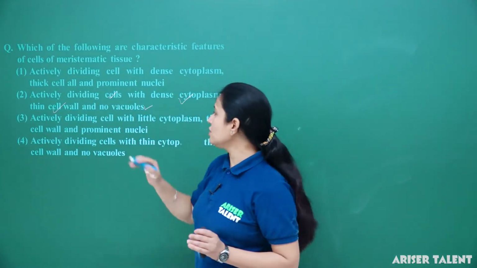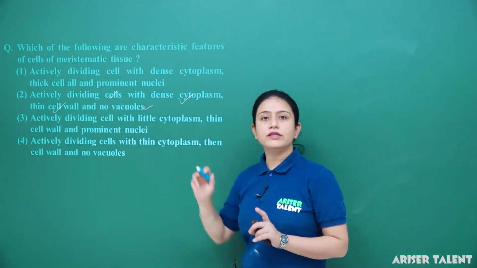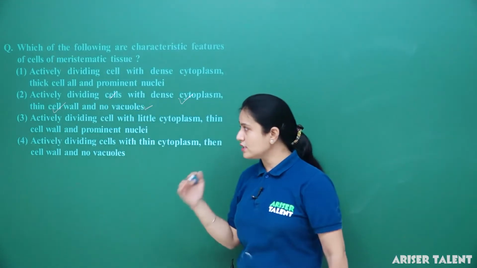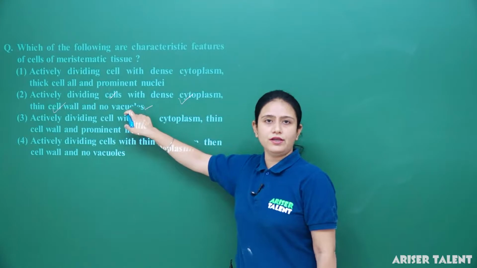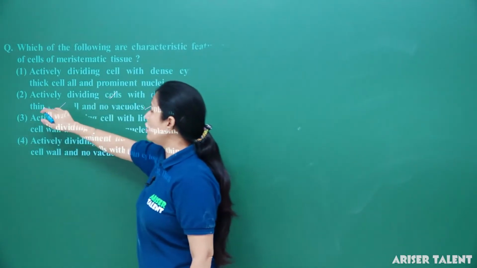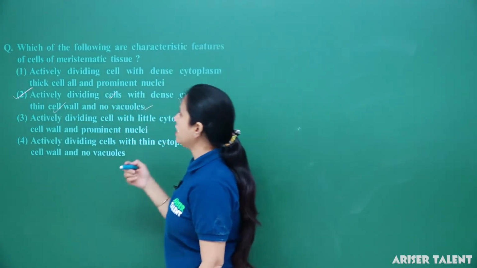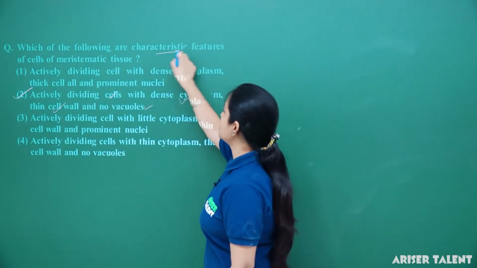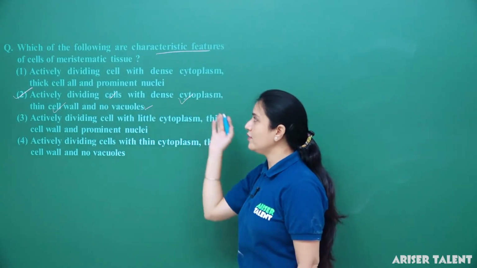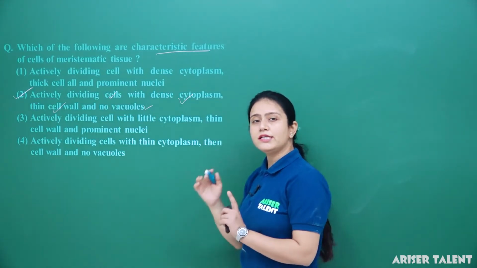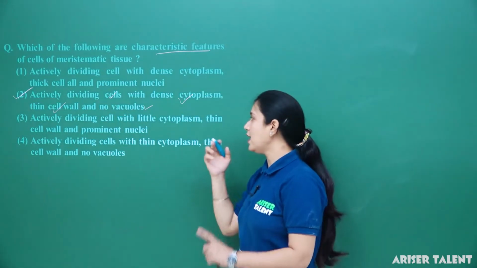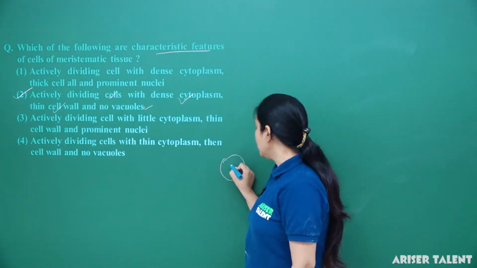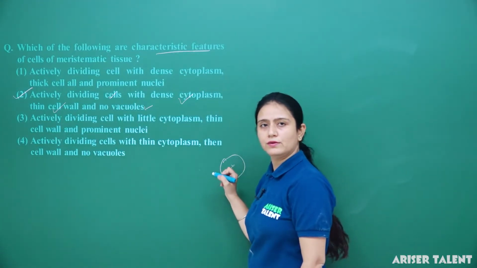Because the function of vacuole is to store food. They do not need vacuoles because they are dividing continuously. So this is the reason they do not have any vacuole in them. Clear? So option 2 is the correct answer. The characteristic features of the cells of meristematic tissues are that these cells divide continuously, they have dense cytoplasm, they have thin cell wall and they do not have any vacuole. Clear?